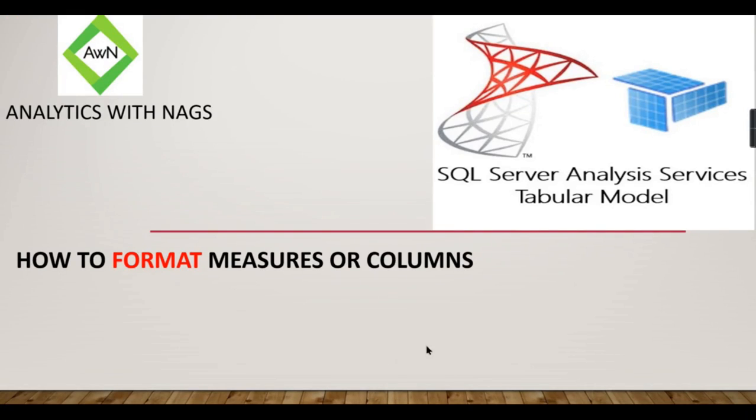We're going to see how to format measures or columns in an SSAS tabular model. We can create some columns or measures, or for the existing columns you need to apply some kind of formatting settings. It can be a 1,000 separator, or you need to have 2 decimal places. So some kind of formatting you need to do. Where that option exists is what we are going to see in this video.